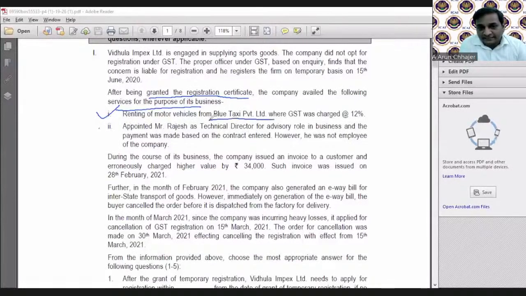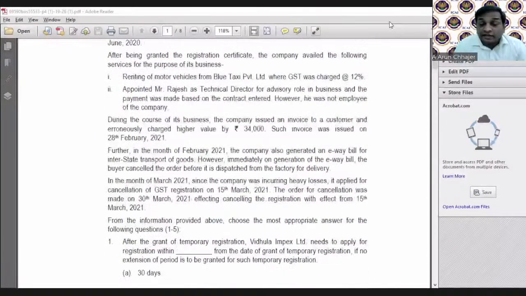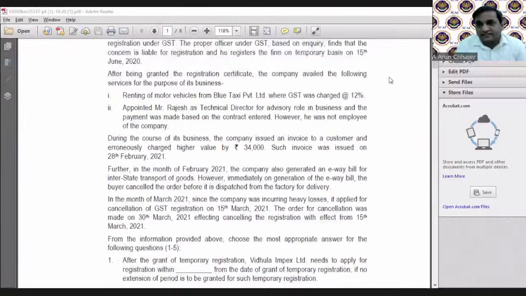from Blue Taxi Private Limited, charging GST at the rate of 12%. Appointing Mr. Rajesh as a technical director for advising the business, and payment was based on the contract. However, he was not an employee of the company. So first, the temporary registration was granted on 15th June.